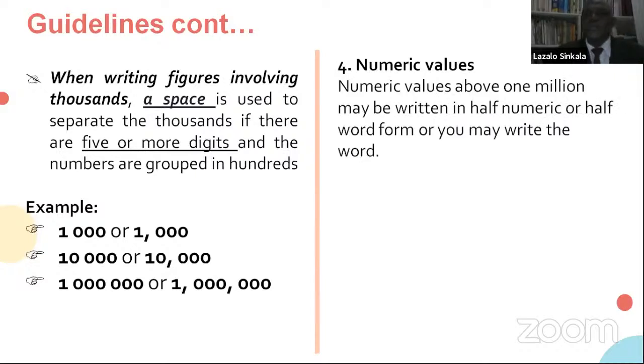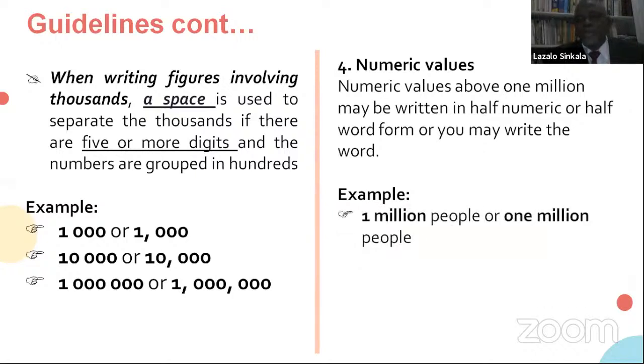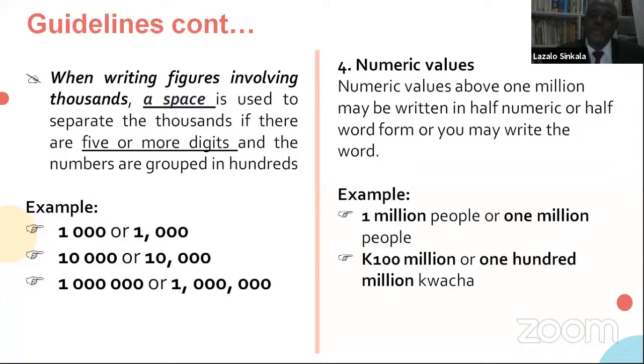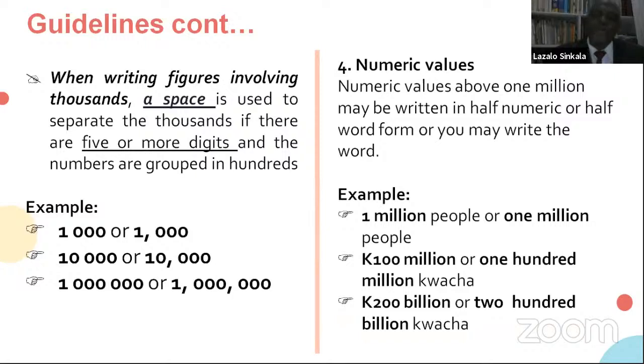Numeric values above 1 million may be written in half numeric or half word form, or you may write the word. Example, 1 as a digit, million people, or 1 as a word, million people. K 100 million or 100 million kwacha. The same goes for 200 billion or 200 billion kwacha.